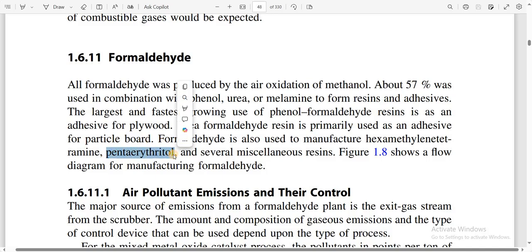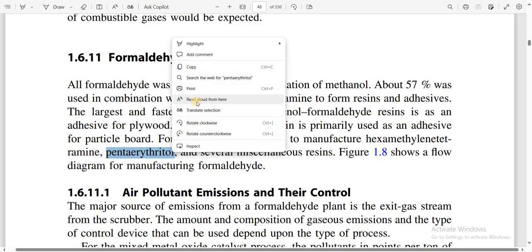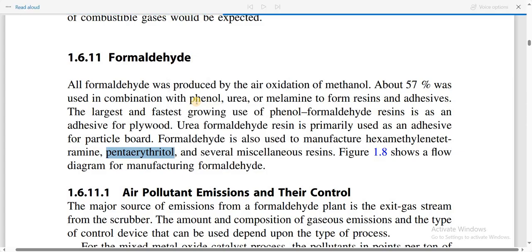Okay guys, so can we use this thing? Read aloud, come on, read aloud, bro.